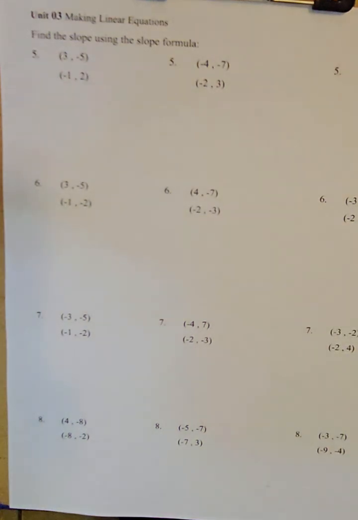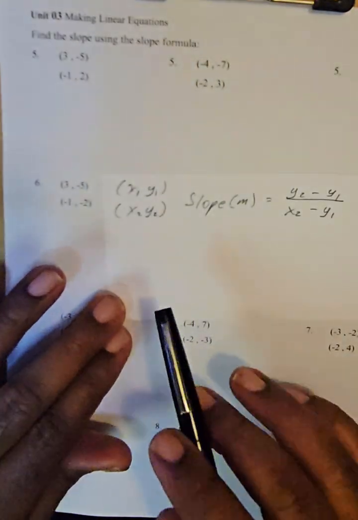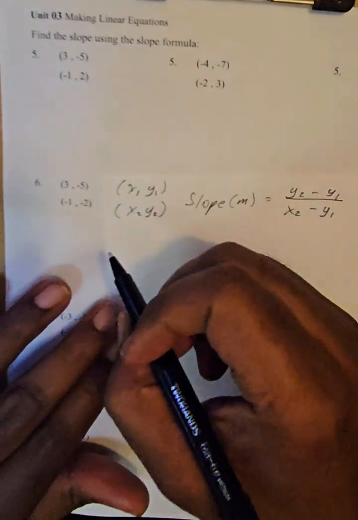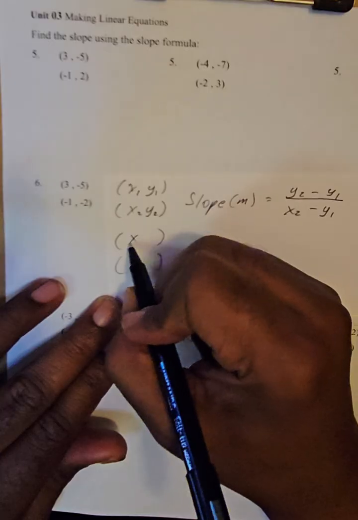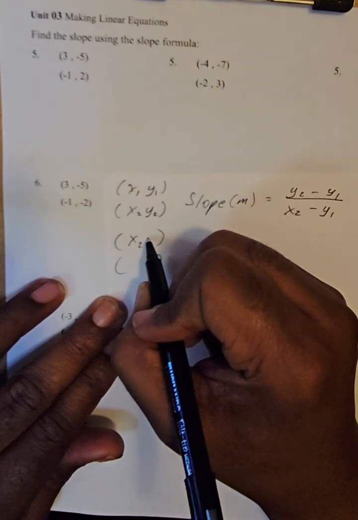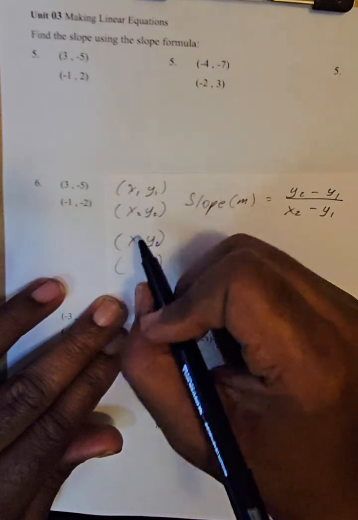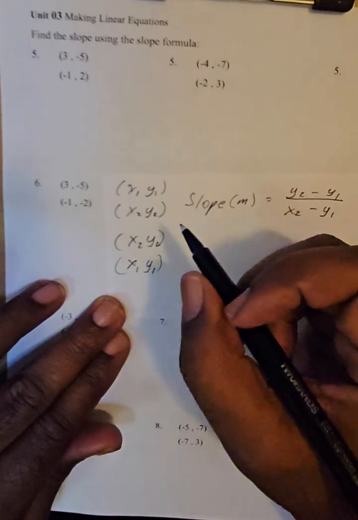We're going to be finding the slope between these two points, and we're going to essentially use the slope formula here. Let me demonstrate again how I do these. Let's put the second point on top here, so x2, y2, and the first point we'll put on the bottom here, x1, y1.